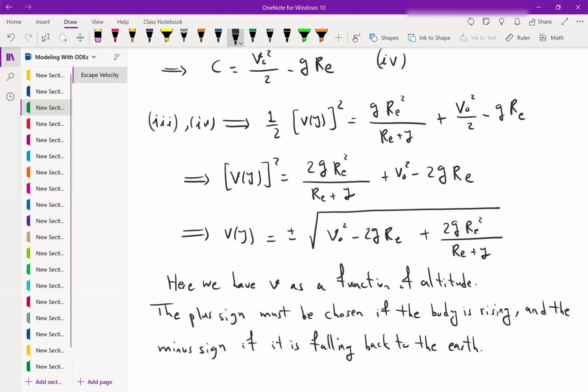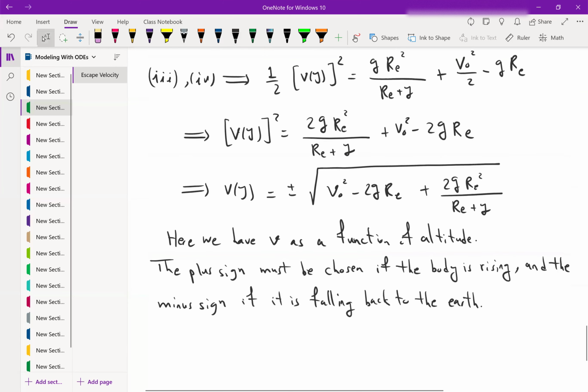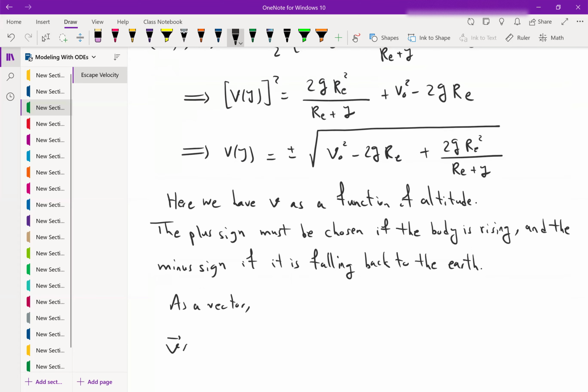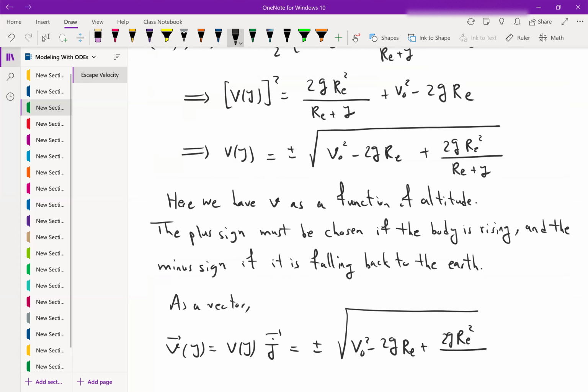And now if you want to view it as a vector, that is also okay. As a vector, that is actually very simple. As a vector, v of y is equal to vy j, as we discussed before, which is equal to plus minus the square root of v0 squared minus 2g re plus 2g re squared divided by re plus y, times j. Again, j is the unit vector in the positive y direction. I think this completes our answer to the first part of the problem.